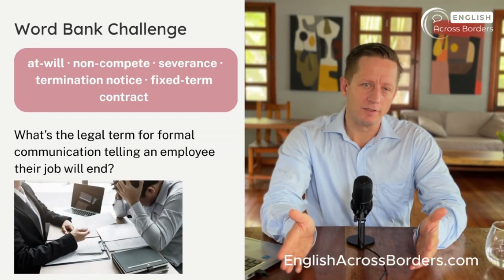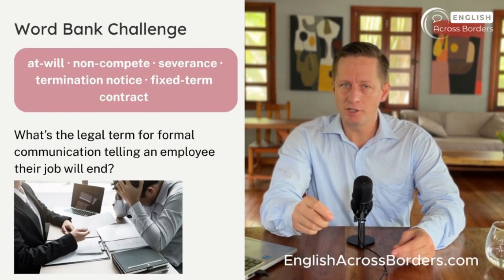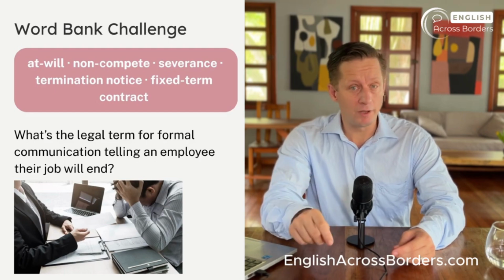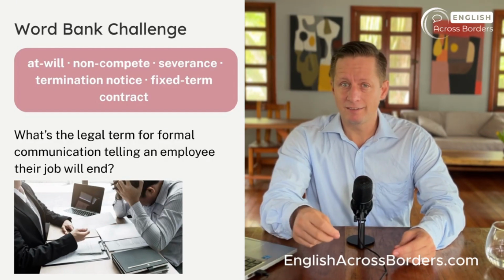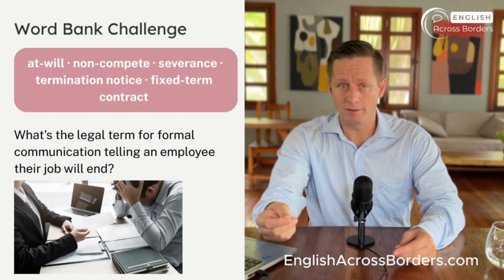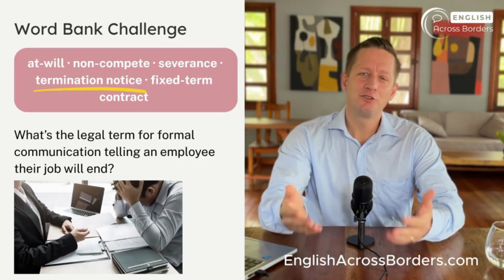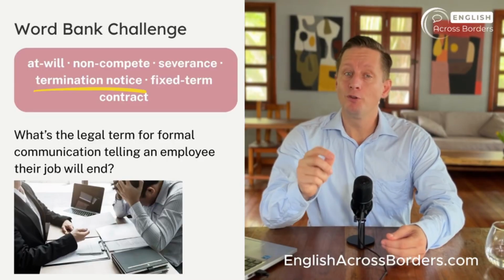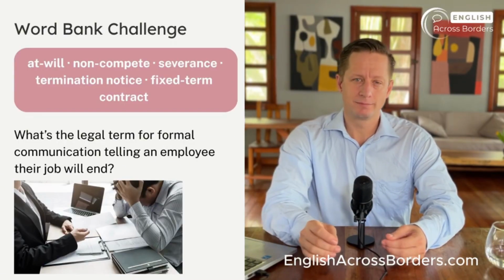After years of service, a company informs an employee in writing that their contract will end in 30 days. This period gives the employee time to prepare and look for other opportunities. It's a legal requirement in many countries to ensure fair treatment. What is this formal communication called? Exactly. Termination notice, a formal notice that an employment relationship will end.